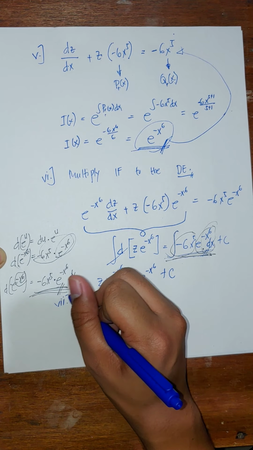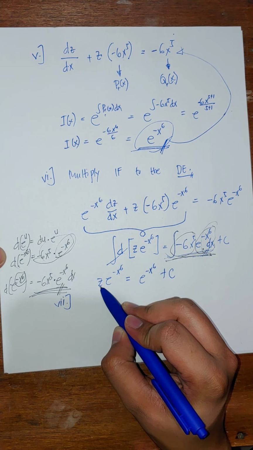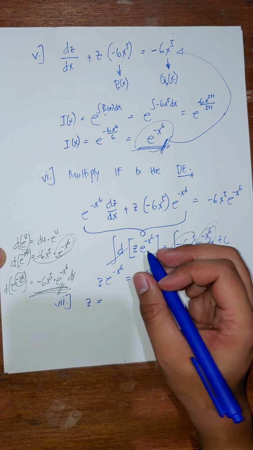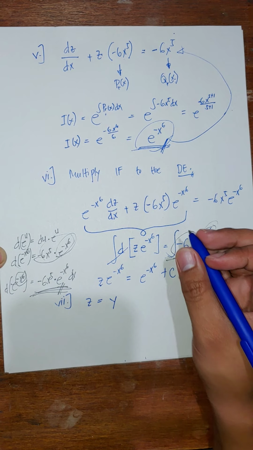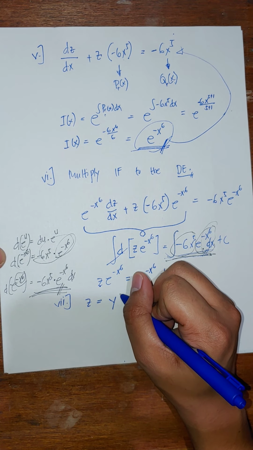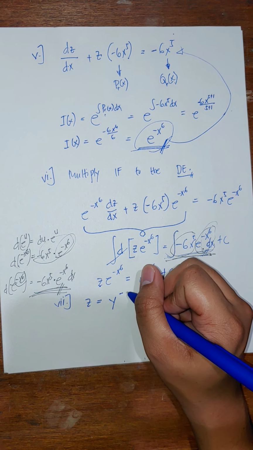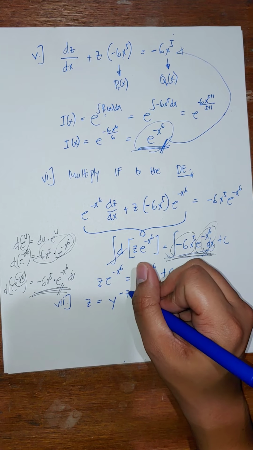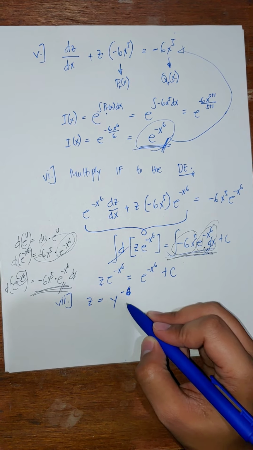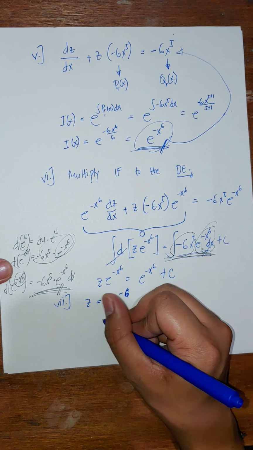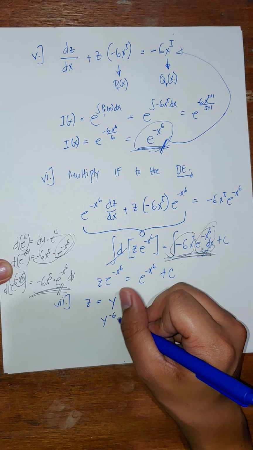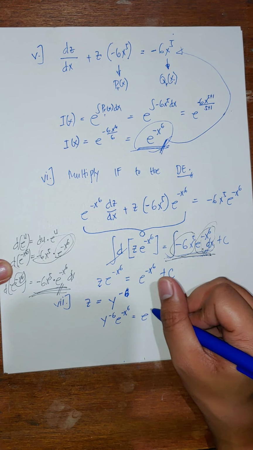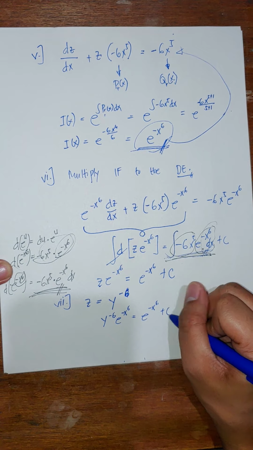And then next, we substitute back z. If you remember, z is equal to y raised to negative 6. Yeah, not 7, negative 6. So we just substitute this into the equation again. We have y raised to the negative 6 times e raised to negative x to the 6th power is equal to e to the negative x to the 6 plus c.